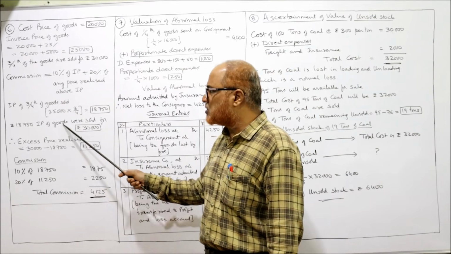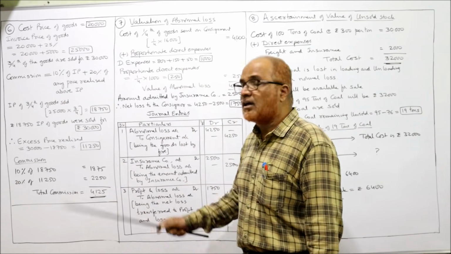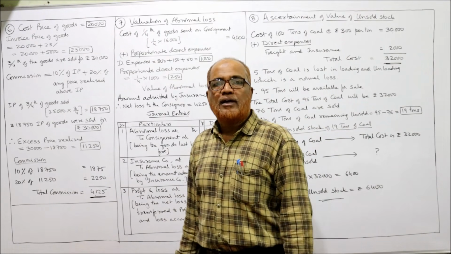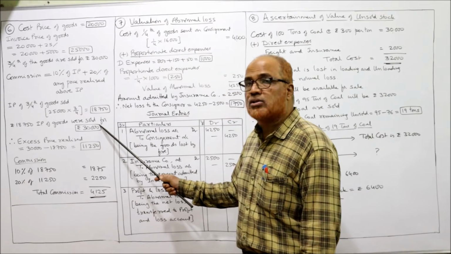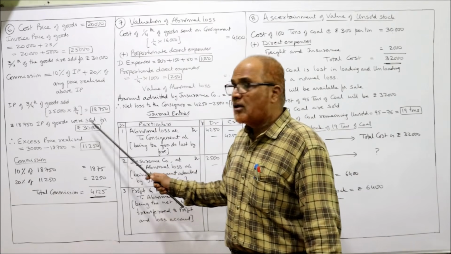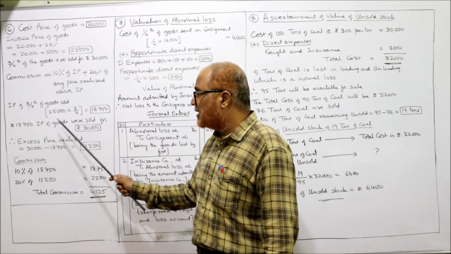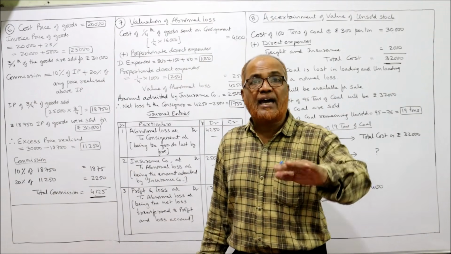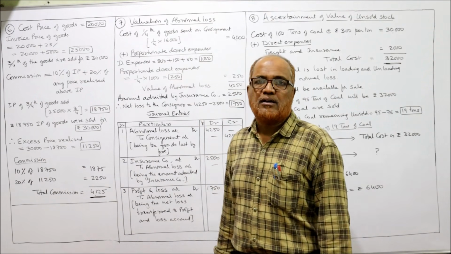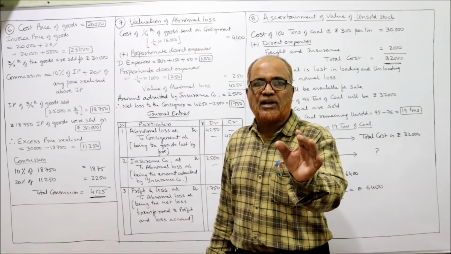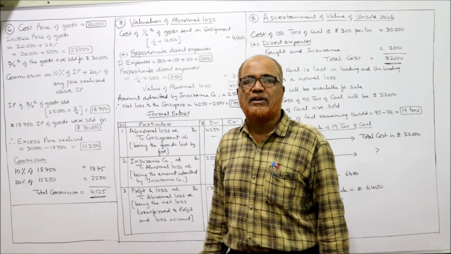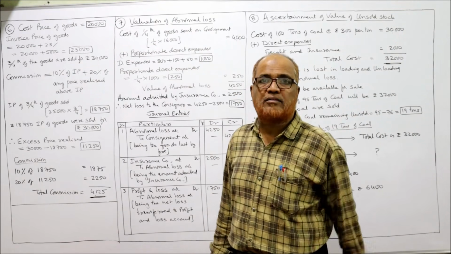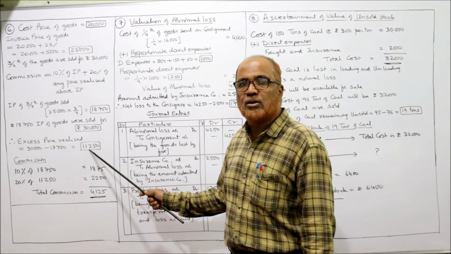18,750 invoice price of goods were sold for rupees 30,000. He has sold it for 30,000, so he has sold excess. How much excess price realized? 30,000 minus 18,750, 11,250 excess price he has realized. Actually, invoice price of 3/4 goods comes to 18,750, but the consignee has sold it for 30,000. How much excess price? 11,250.